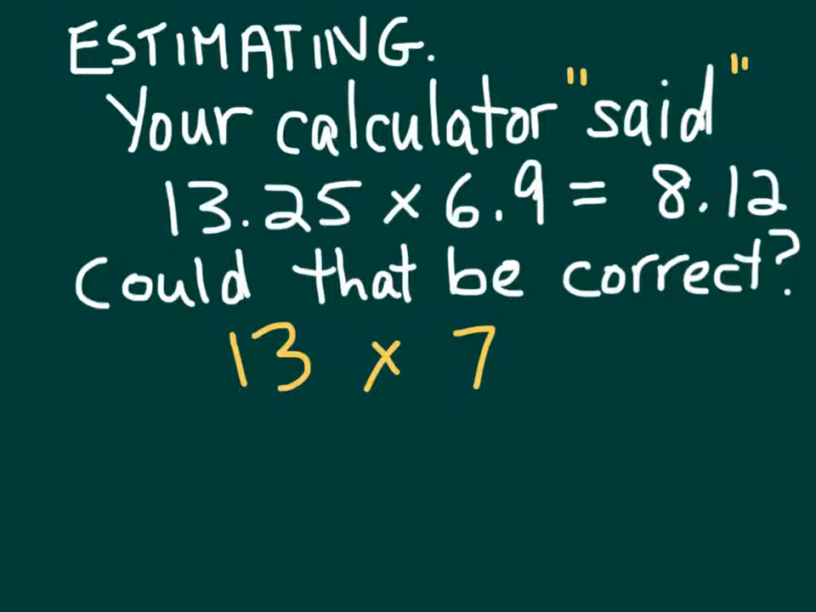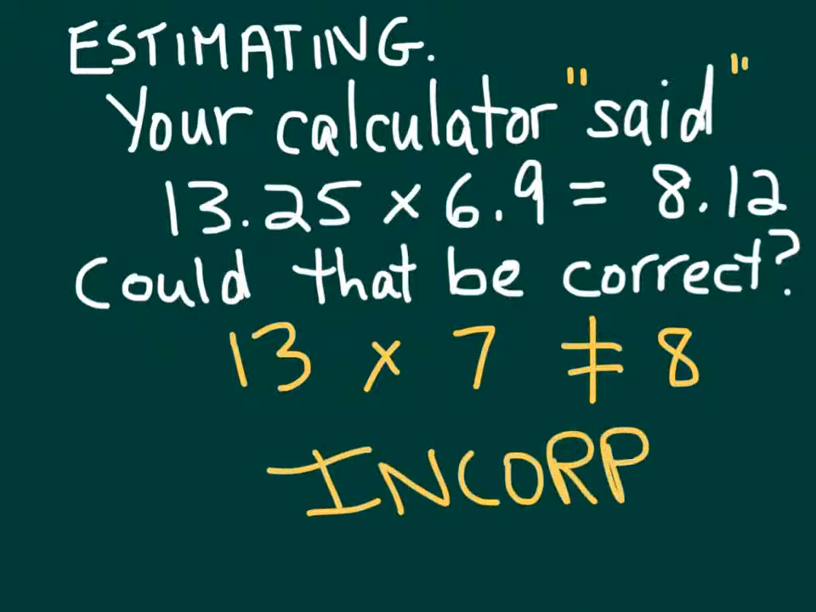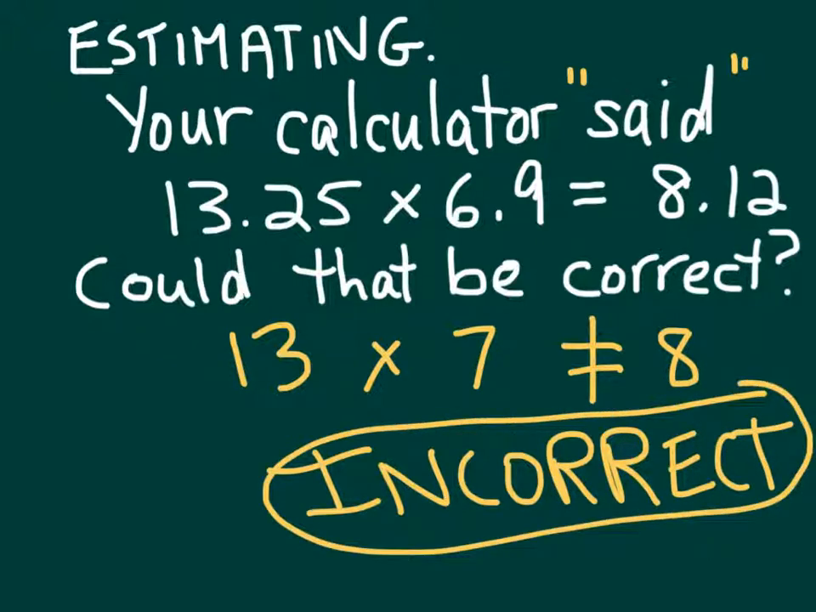13 times 7, is that at all something that's going to be close to 8? No. It's going to be way bigger than 8. And in fact, you could calculate that out and figure out that it's not even going to come anywhere near 8. Nowhere close. So a quick estimation like that suggests that you better go back to your calculator and calculate that decimal problem again, because what you came up with, this 8.12, is definitely incorrect. So that's how rounding and estimating can really help you when you're working with your calculator.